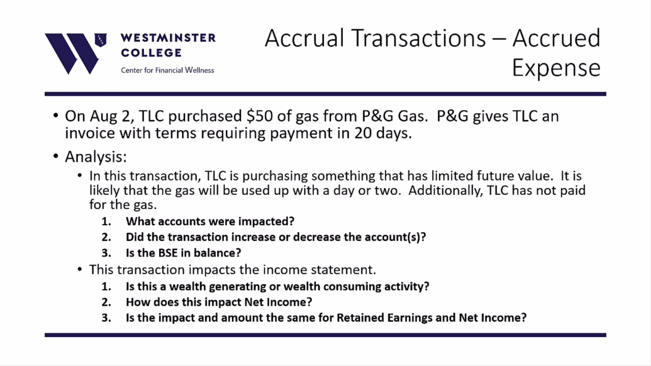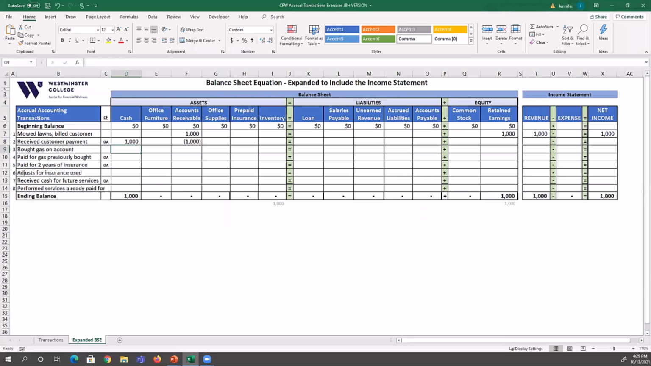So let's review this using our balance sheet equation. We're going to use the retained earnings account because TLC is consuming wealth here, right? They're purchasing something that's being consumed, if you remember that from our last lesson. But since TLC has not paid for anything yet, it has an obligation to pay in the future. So that means it has a liability, an obligation to pay somebody external to the company. So retained earnings is going to decrease and a liability is going to increase.